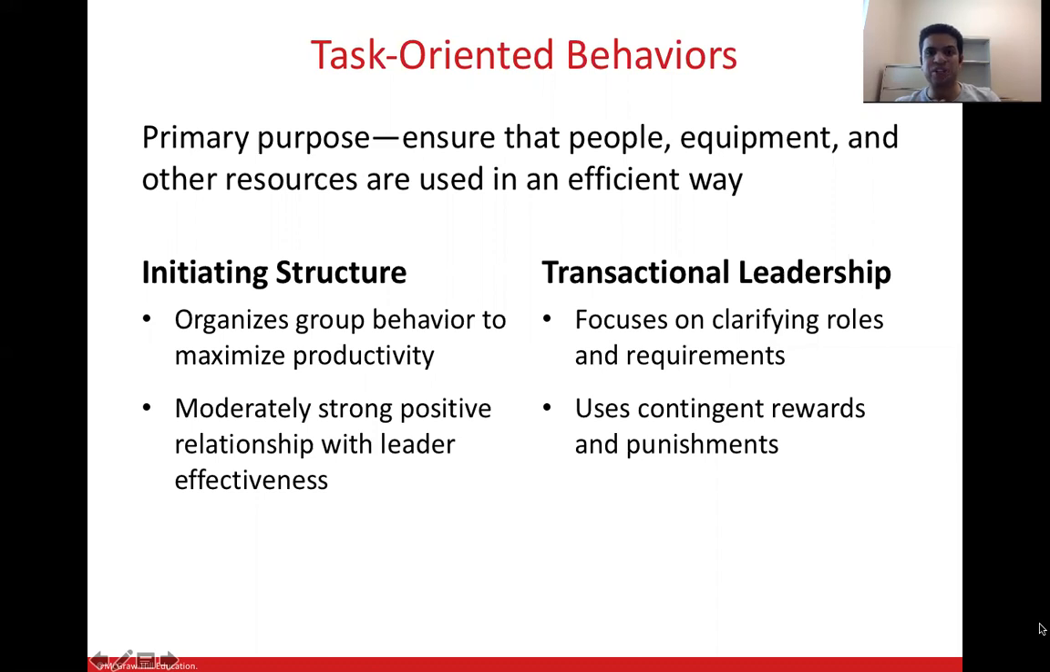There's also transactional leadership that's done by task-oriented behaviors, in which we have to clarify what the roles of the people are, what their goals are, follow up on those goals, and in turn, punishment and rewards are then applied to that person and feedback is given.